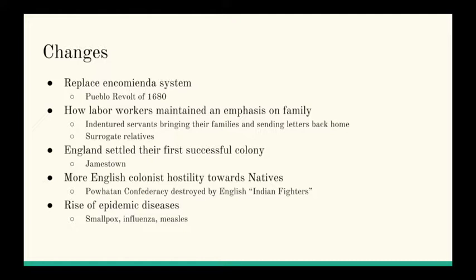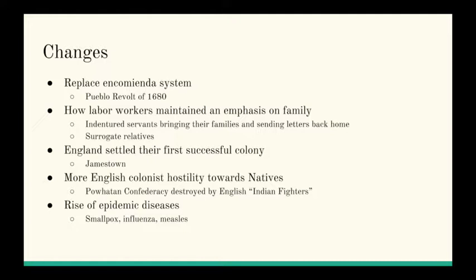Another change could be how labor workers maintain an emphasis on family. Due to the fact that indentured servants could bring their families with them and they could send letters back home, they already kind of had it, but Africans created surrogate relatives because they were ripped from their homes and forced to come to the New World. You also have the first successful colony settled by the English, which was Jamestown.